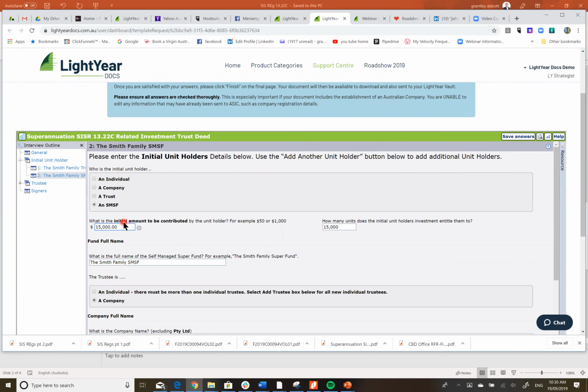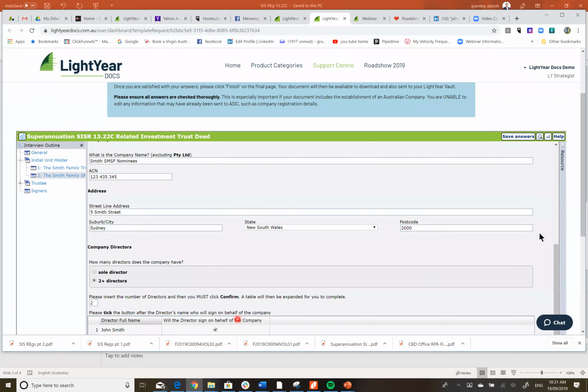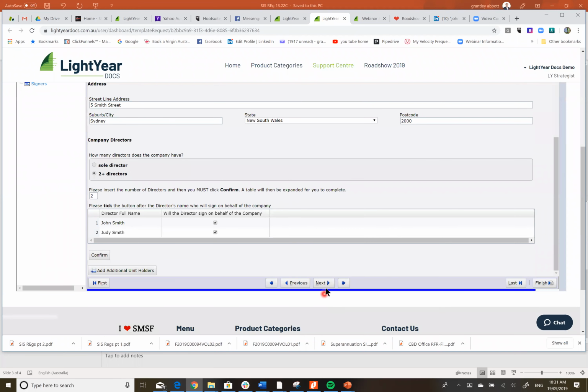So I'm going to put in the SMSF. Remember, I said it's 50,000. Now, obviously, at a dollar per unit. And if you haven't got the cash, I've done a few of these recently, you can do partly paid units. So, for example, I could put in $5,000 and still get 50,000 units, but they're partly paid. So I've got the Smith Family Super Fund. You can see there I've got a company, Smith SMSF Nominees, two directors, John Smith, Judy Smith. So that's all okay.